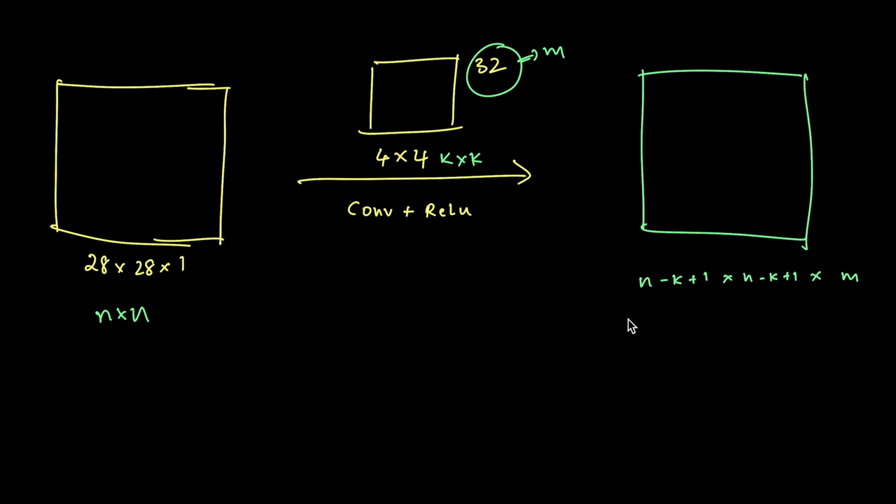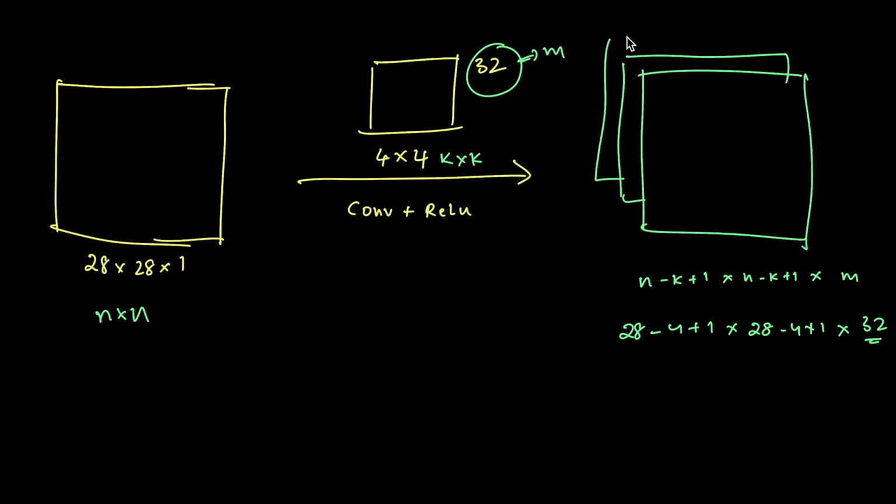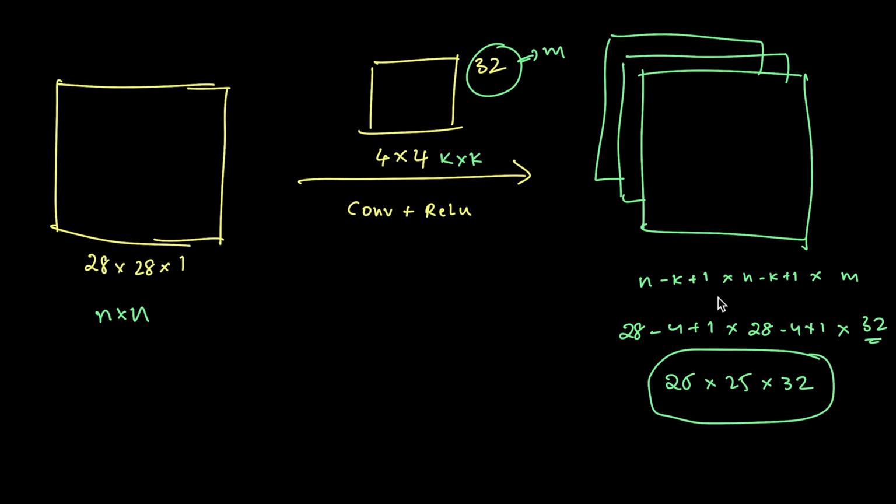According to this formula, my output shape will be 28 minus 4 plus 1 cross 28 minus 4 plus 1 cross 32. 32 because for each kernel or filter, we'll have one specific output. That's why my output shape contains this 32. So we'll be getting 32 feature maps, each corresponding to one specific filter or kernel. So it will be 28 minus 3, which is 25 cross 25 cross 32. This is the output shape I'm getting out of the convolutional layer.